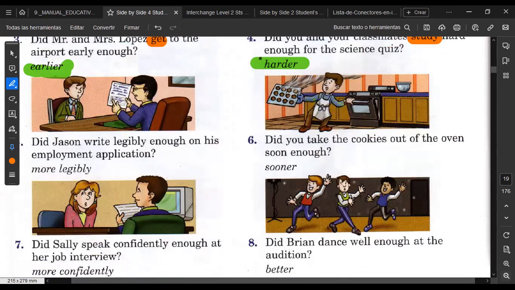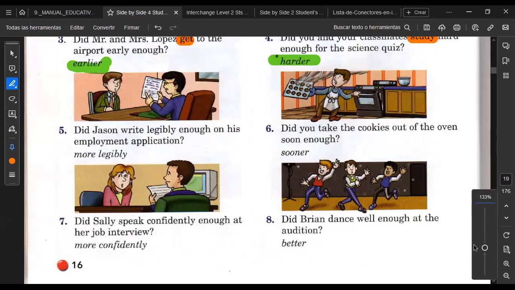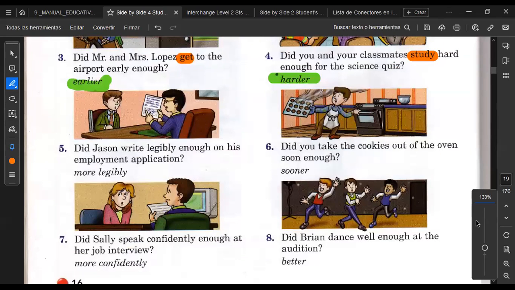Espérame, lo voy a hacer un poco más pequeño para mandarles las seis opciones. So, what you have to do, you're going to choose two of them, va a escoger de estas, de la 3 a la 8, va a escoger dos. Y usted la va a escribir in your notebook. You're going to write it in your notebook, right? Write them in your notebook.